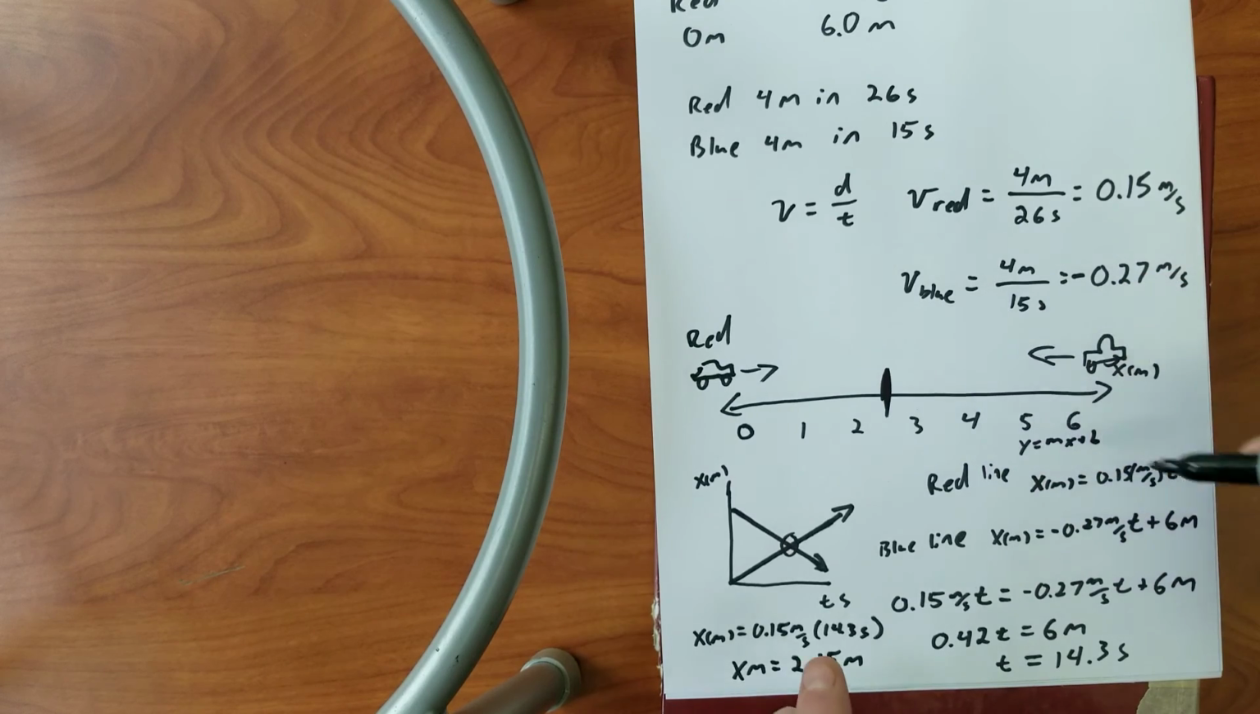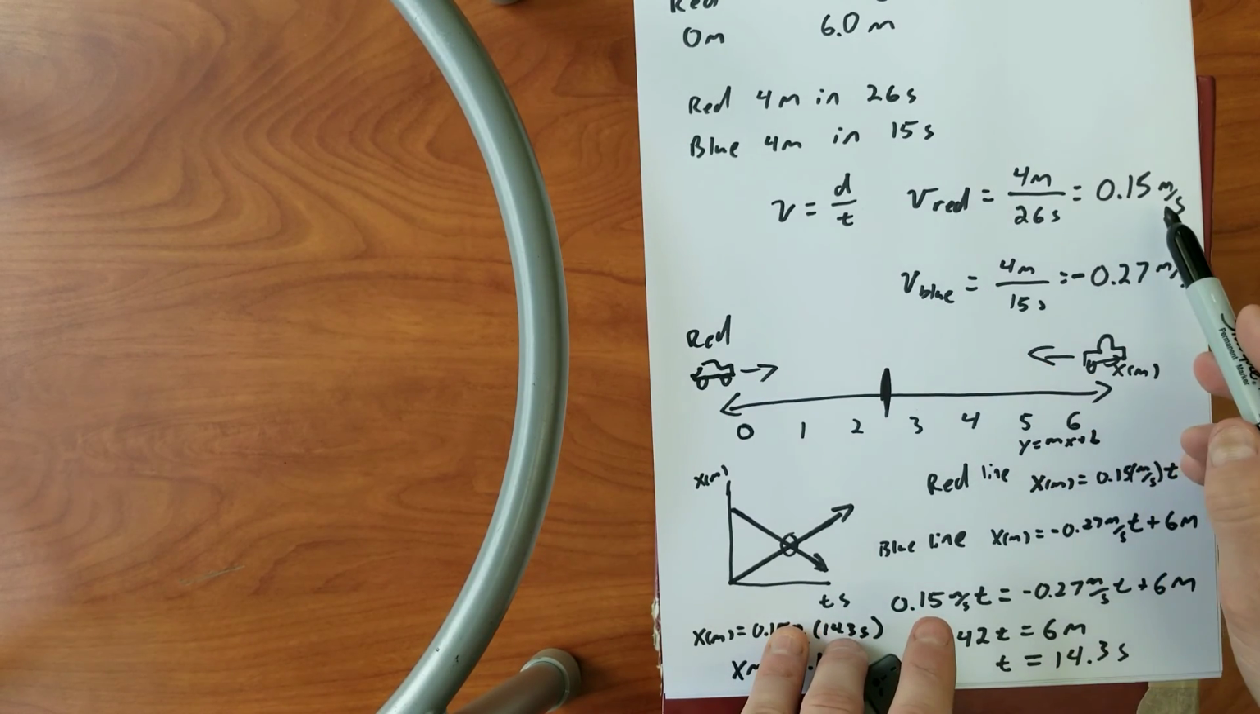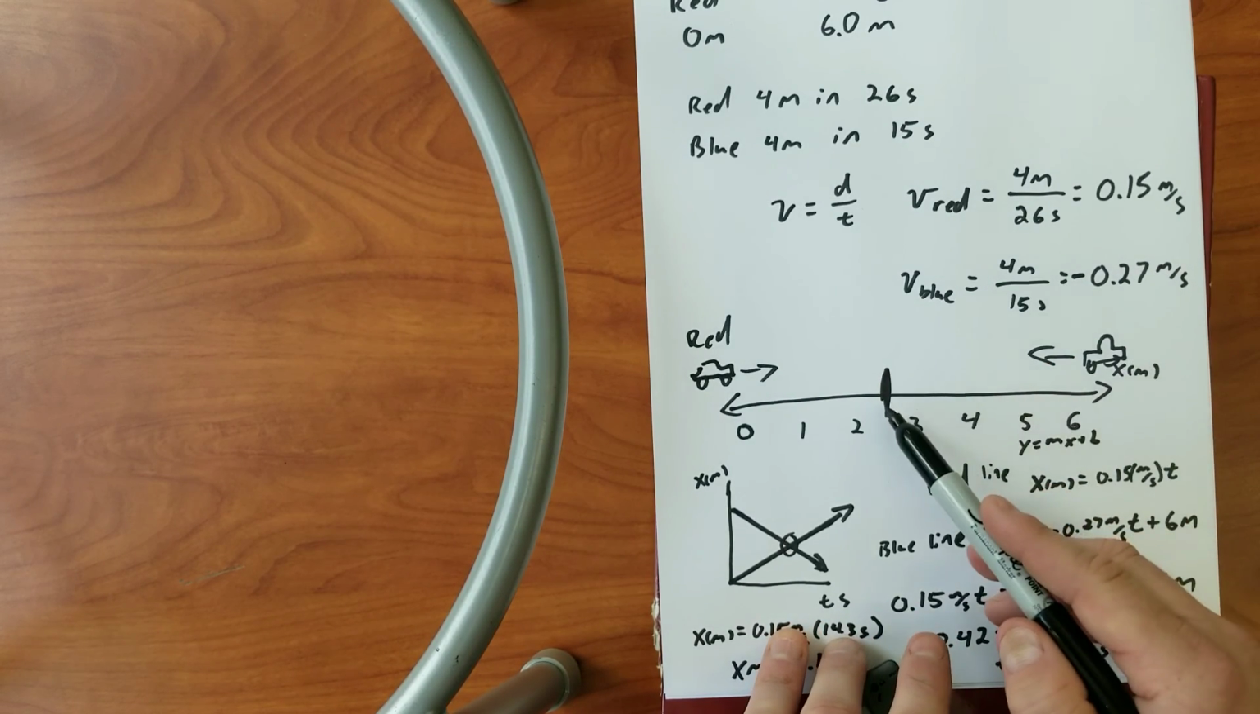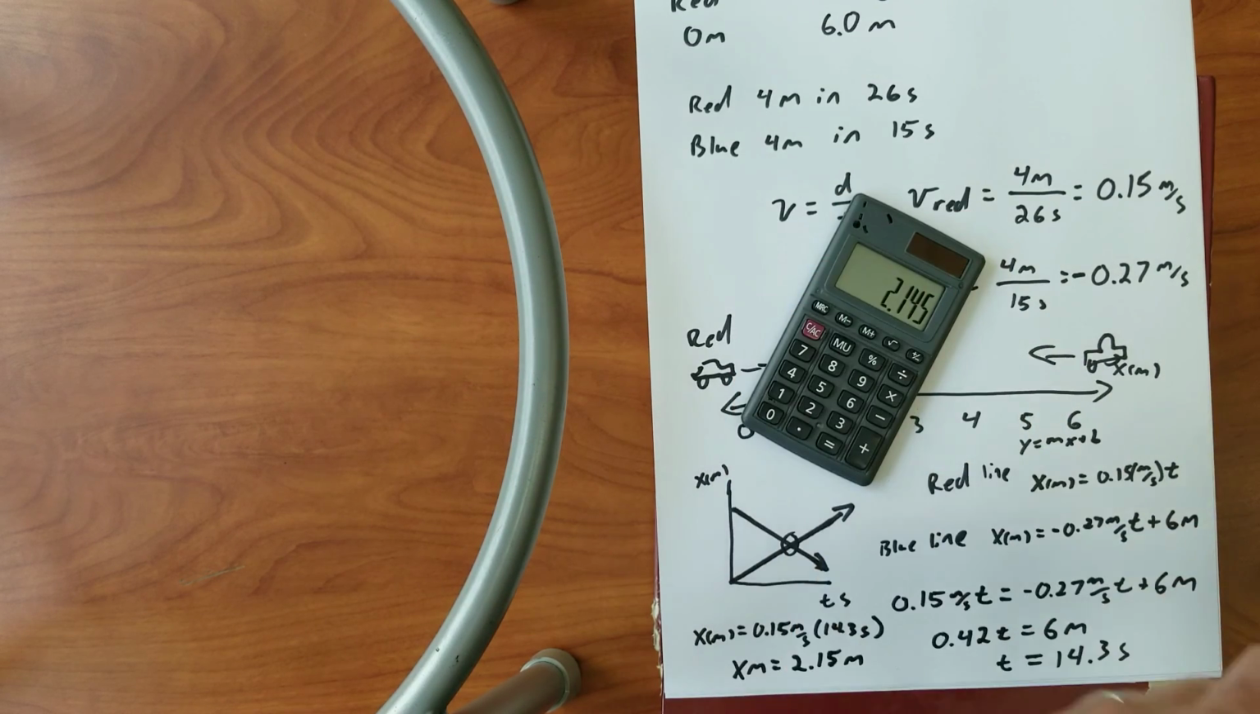Does that make sense? Well, I know that the red car is slower than the blue car, and they're going to meet closer to the red car. That makes sense to me.